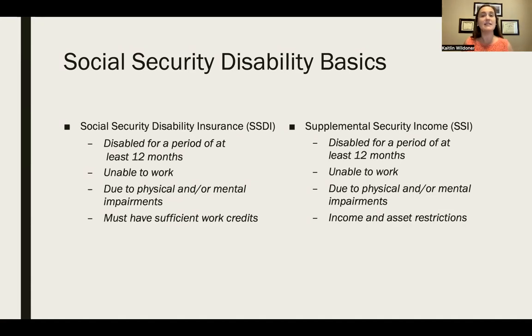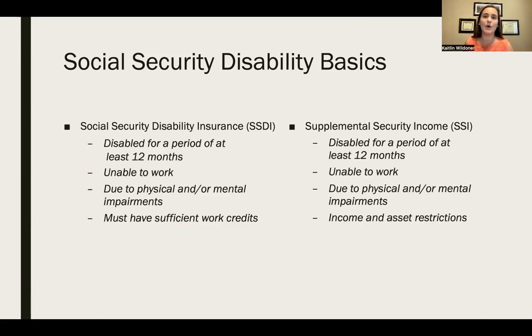And with SSI, it doesn't have a work credit requirement, but instead it does require minimal income and assets. So you cannot have more than $2,000 in assets if you are single and more than $3,000 in assets if you are married and still qualify for SSI. There's also income thresholds in addition to the assets. They're not as bright line because they do change depending on how many individuals are in the household and children and things like that. But generally speaking, there are income restrictions with SSI benefits, and those asset restrictions, like I said, it's $2,000 in assets if you're single and $3,000 in assets if you are married.